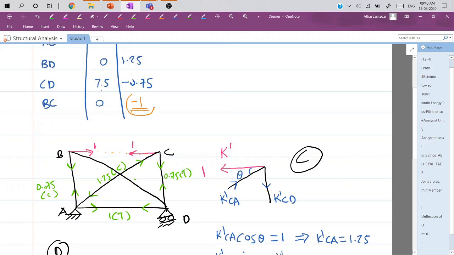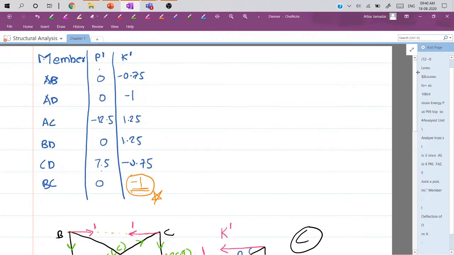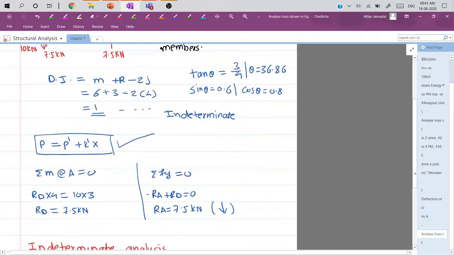Why -1? This is very important here, because if you draw an imaginary member at the location of member BC, you can see that there is a force of 1 kilonewton acting from both joints. If you see the nature of the force, it is tensile 1, that's why we have written -1. Okay, so next column. In this formula of final force P, we have found out this P dash value and this K dash value. Only remaining thing is X now.